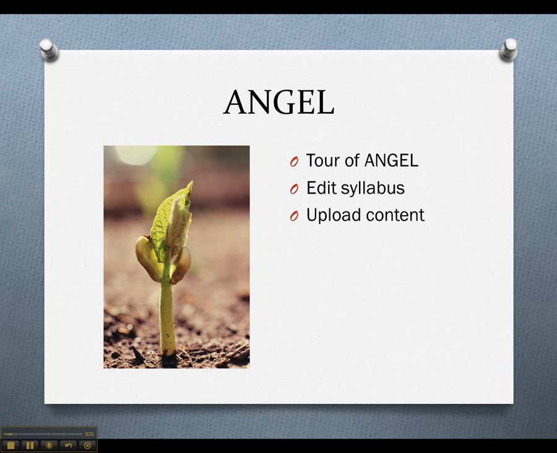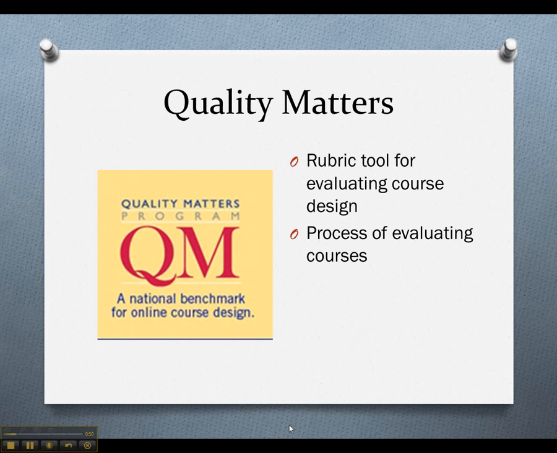You'll also learn from your readings how to edit your syllabus, upload content, and some other things about just the basics of Angel. So by the end of this module, you really should be able to move around Angel with some comfort. Also in this module, we'll get an introduction to Quality Matters. And Quality Matters is a rubric tool for evaluating course design, and it's specifically intended for online and hybrid courses, but really the basics of Quality Matters can apply to any course, and I think you'll see that through what we will be looking at in this module.